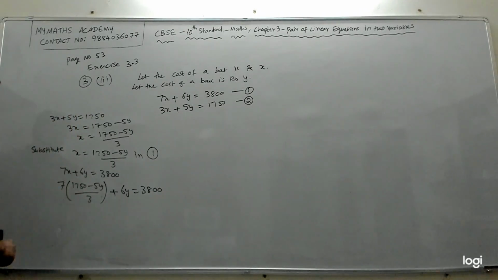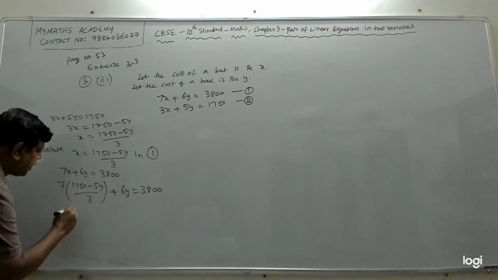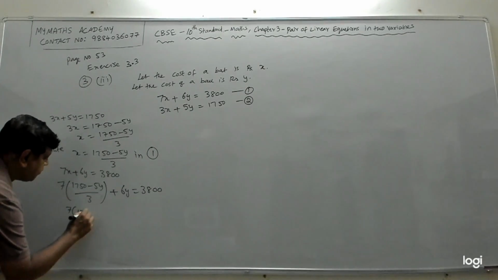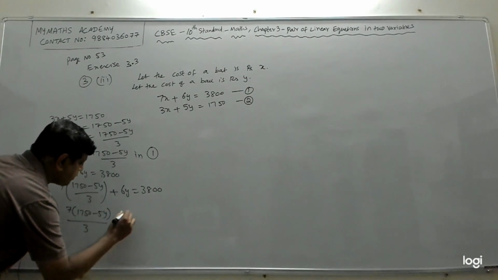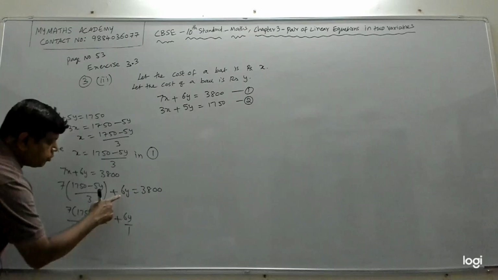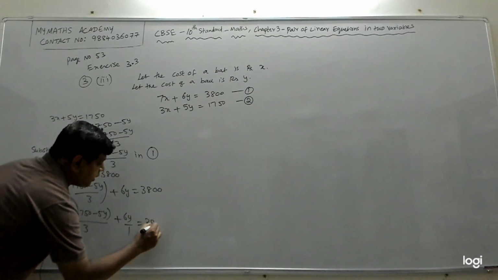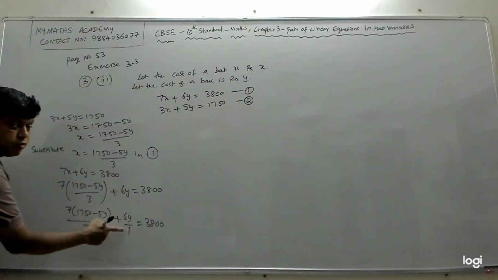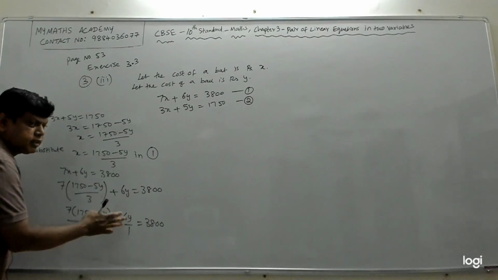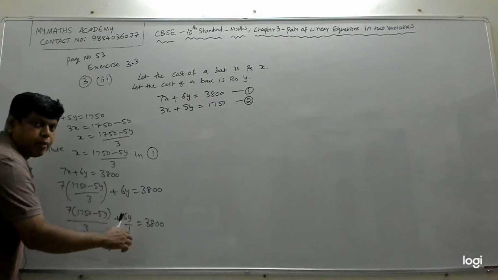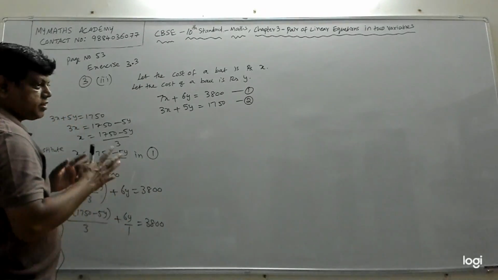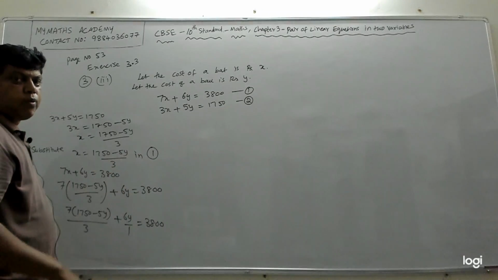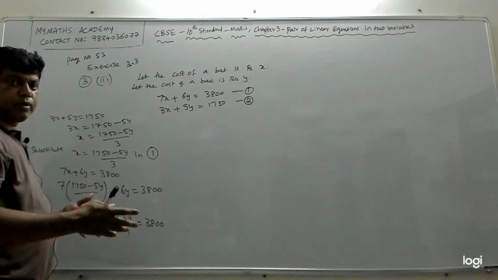Now we should solve this. This I can write as 7 into (1750 minus 5y) by 3, plus 6y by 1, because you can always put 1, equal to 3800. The moment one term is a fraction, you need to have the other one also like a fraction, and you can always make any number a fraction by just putting it by 1, because everything has 1 in the denominator. The only thing is we don't see that. If it is 7, it is 7 by 1. x means x by 1. y means y by 1. Pi x means pi x by 1.